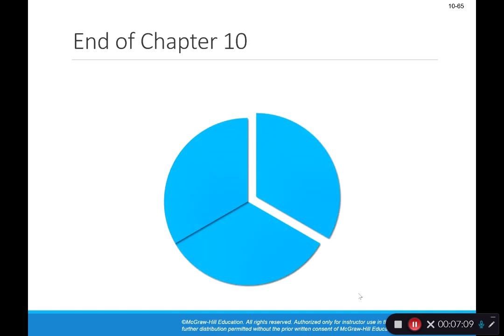And that's it for the main component of Chapter 10. But there is an appendix that we need to go over, or a supplement, which will cover the only product component that we didn't discuss, which is fixed overhead variances. So don't forget, we need to cover that as well. It'll be on the exam.